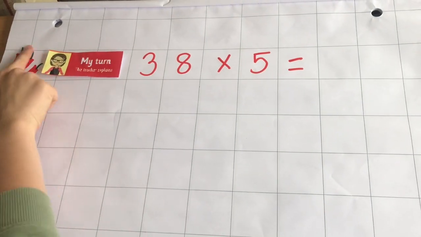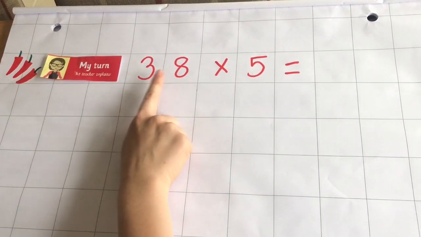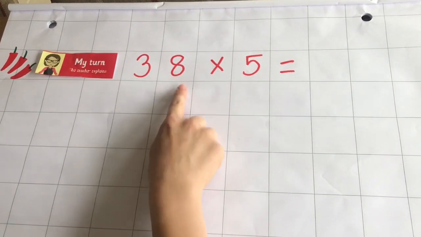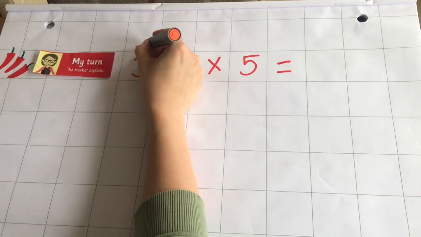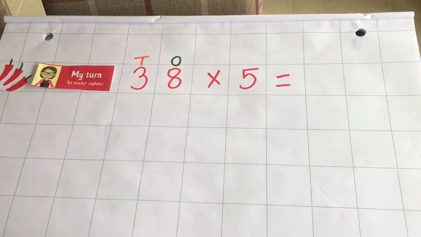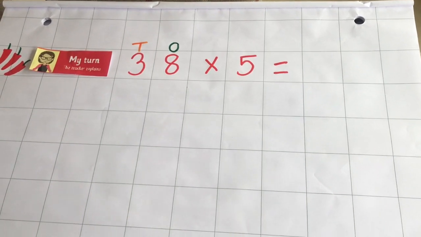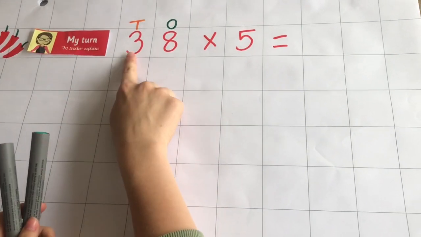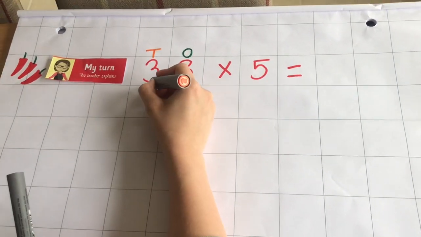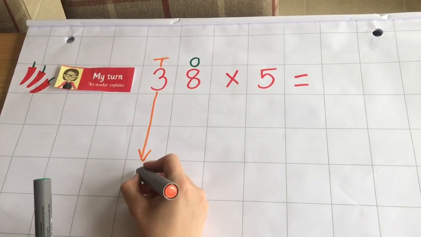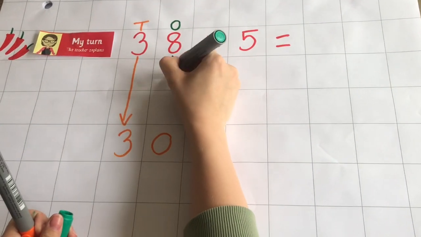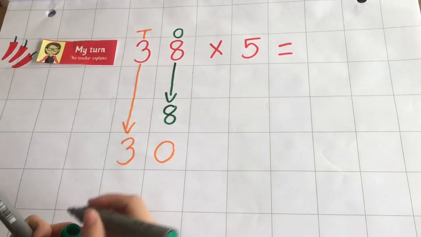Okay, now we're going to look at the Chilli 3 questions. These ones have a 2-digit number multiplied by a 1-digit. Okay, you'll notice in this one, we've got a value in the tens and a value in the ones. That makes it a little bit trickier, but we're going to look at a method together. So we're going to start by splitting up this number 38 into our tens, which is 3 tens or 30, and our ones, where we've got 8.